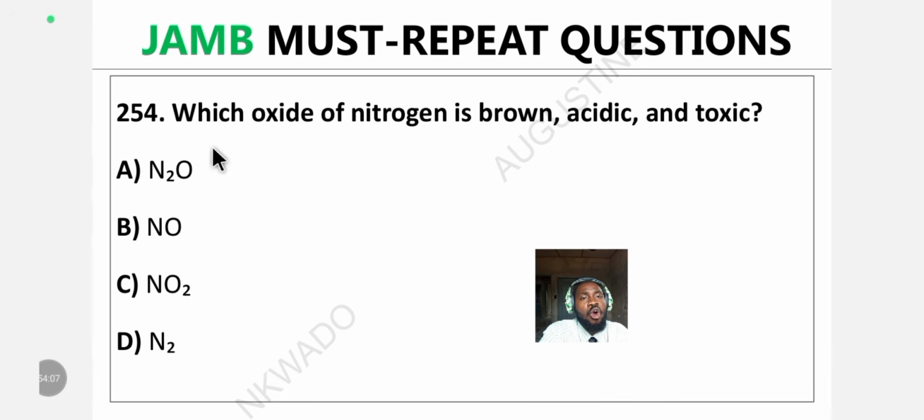Question 254. Which oxide of nitrogen is brown, acidic, and toxic? A. Nitrogen(I) oxide. B. Nitrogen(II) oxide. C. Nitrogen(IV) oxide. D. Nitrogen. What's the answer? Drop the answer in the comment section, my scholar.